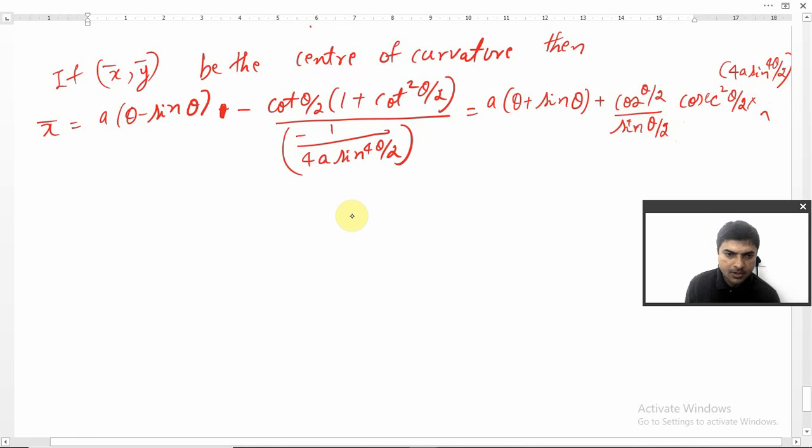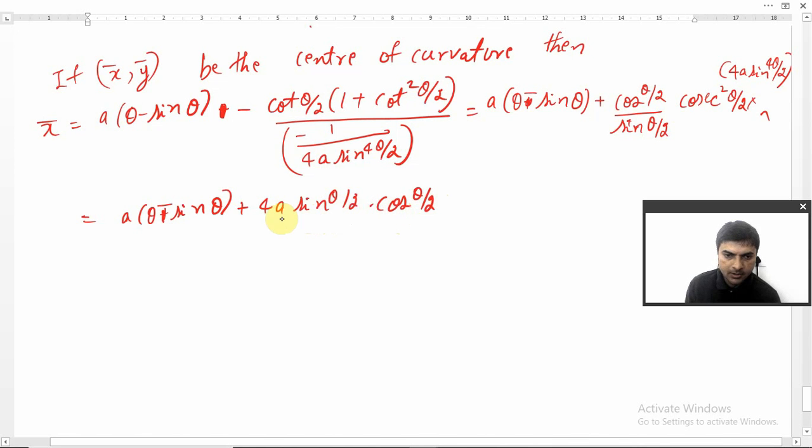Then after simplification it will look like this, a theta plus sin theta, sorry, I think I have taken here plus, it is minus, then plus 4a sin theta by 2 into cos theta by 2. Remaining terms will get cancelled, friends.